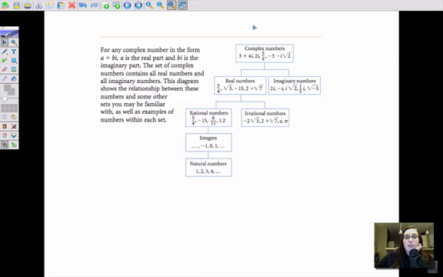Got all the complex numbers. Complex numbers contain all real numbers and all imaginary numbers. Okay, so then from there you can break it down into the real parts and the imaginary parts. Those would be the parts where you're taking the square root of a negative number or where you have the letter i in there. And then real numbers, to review, can be broken down into rational numbers and irrational numbers. And then we've got a subset of that. We've got the integers and then the natural numbers.